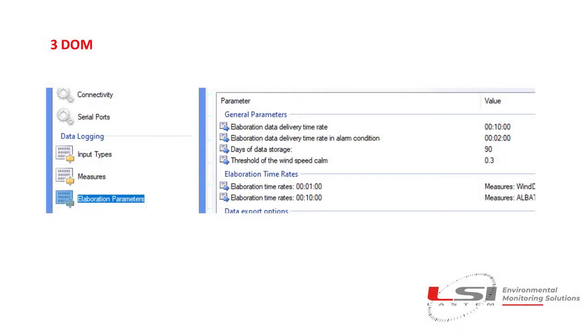That said, the data delivery rate is the parameter which most influences the average daily power consumption. This parameter can be easily changed by changing the elaboration data delivery time rate, inside elaboration parameters.